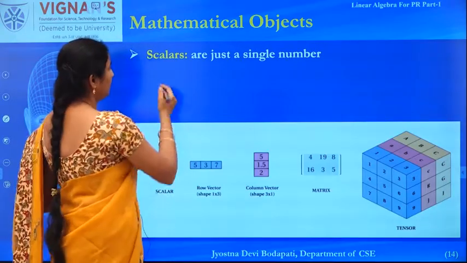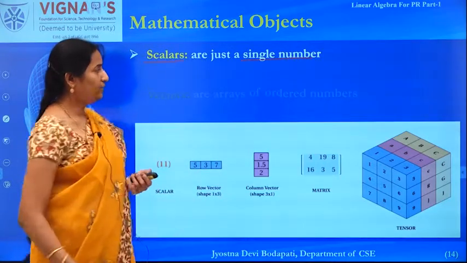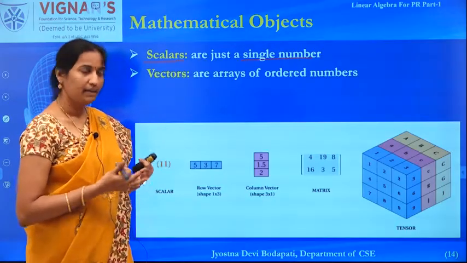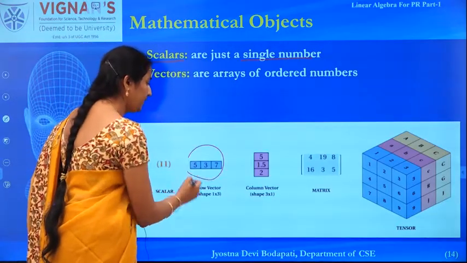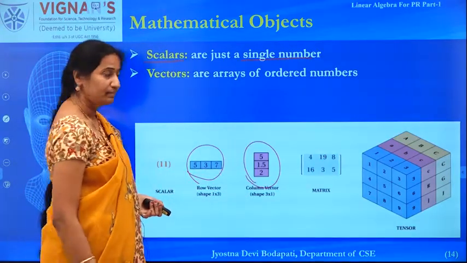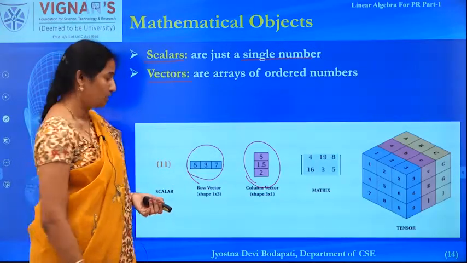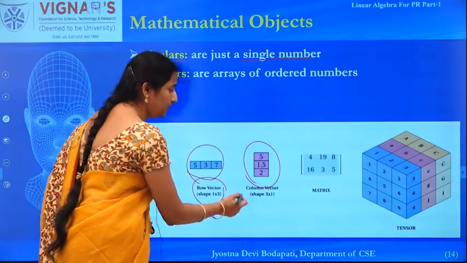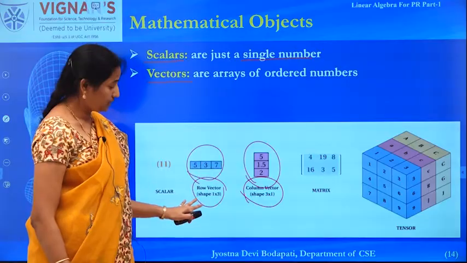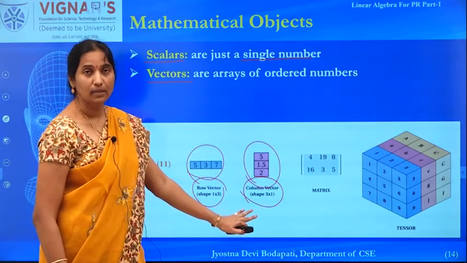So consider if you have only one single number, that is called a scalar. If you have a sequence of numbers and there is some ordering in those numbers, then that is called a vector, and a vector can be a row vector or a column vector. So a vector is an ordered collection of numbers. If you are representing it as a single row, then it's called a row vector. If you are representing it as a single column, then it is called a column vector.